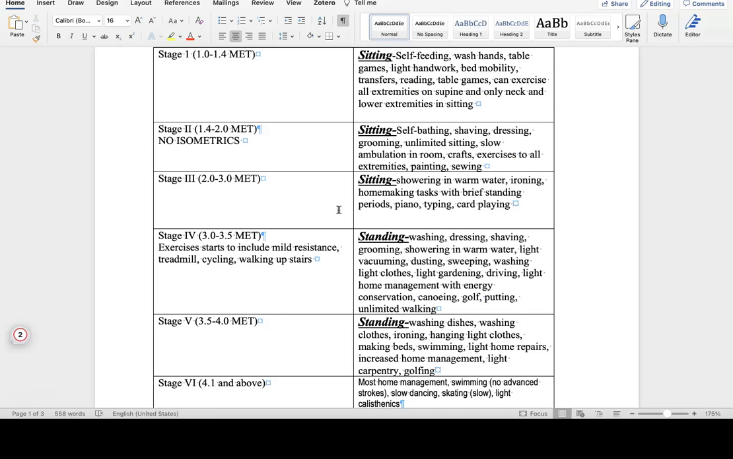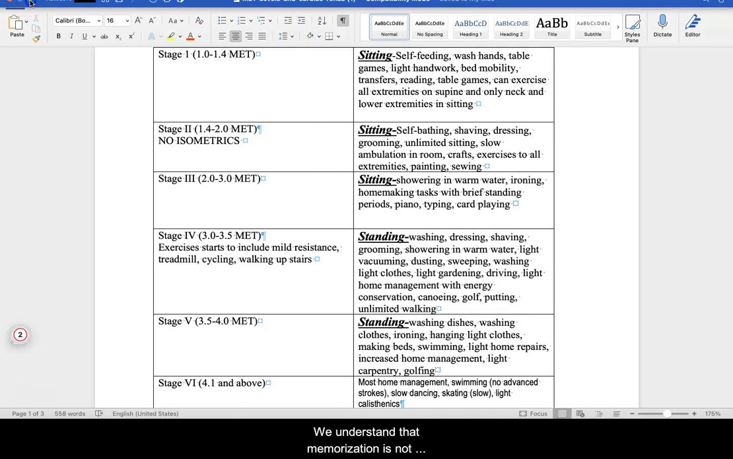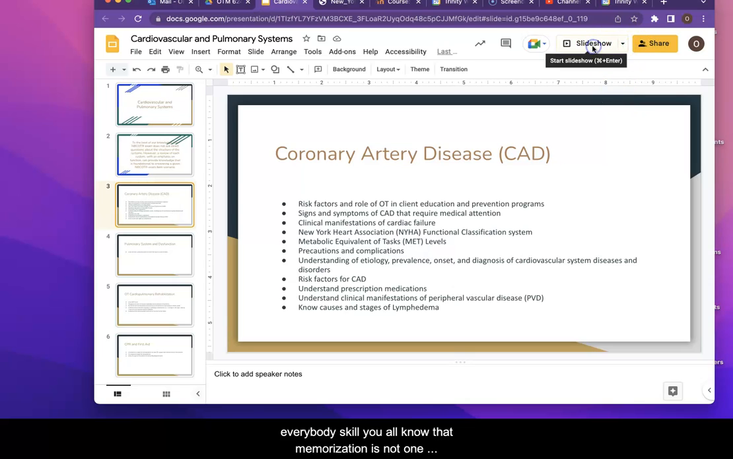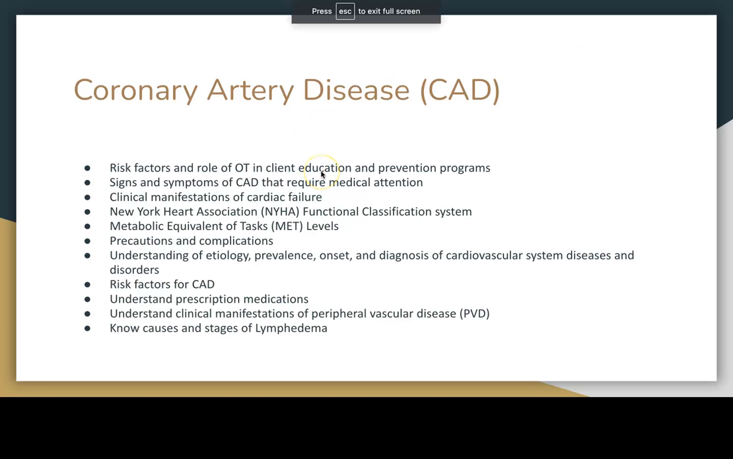Now, we understand that memorization is not everybody's skill. You all know that memorization is not one of my skills, but picking out 1 or 2 activities that you know at those MET levels a client would be able to do might help you understand a question when it comes up.